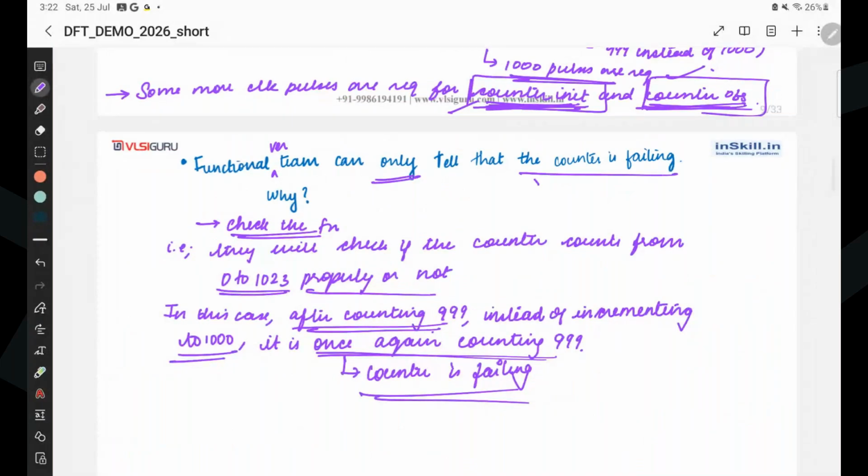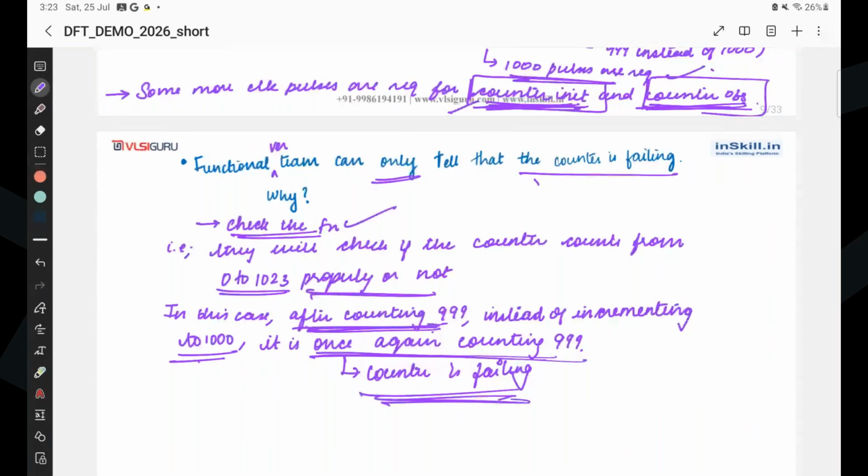And the functional verification team can only tell that the counter is failing because they will be checking the functionality. They will check if the counter counts from 0 to 1023 properly or not. So in this case, after counting 999, instead of counting 1000, it is once again counting 999. So that's why they can say that the counter is failing.